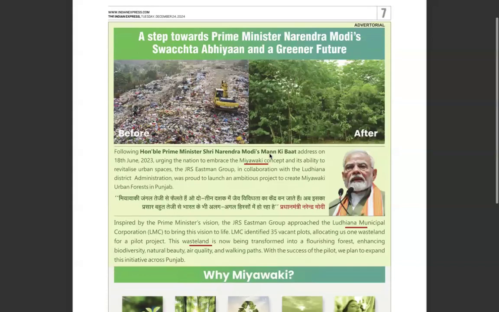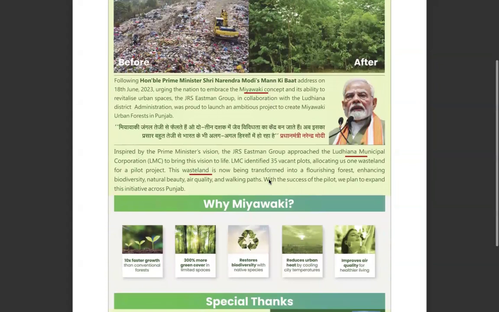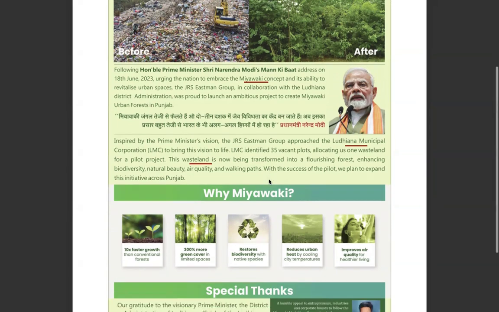So, under the Swachhata Abhiyan and towards a greener future, here we see collaboration between a private group and the municipal corporation. This is a case study from Punjab. So, wasteland, how it can be transformed into a greener hub and greener places with natural beauty, air quality improves, and walking paths have been created.